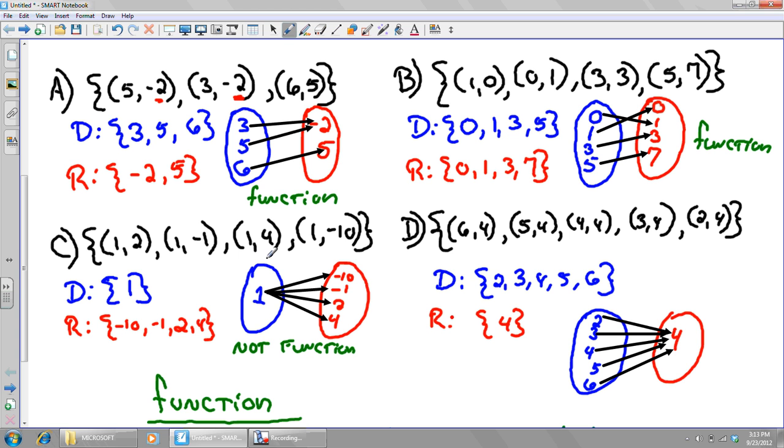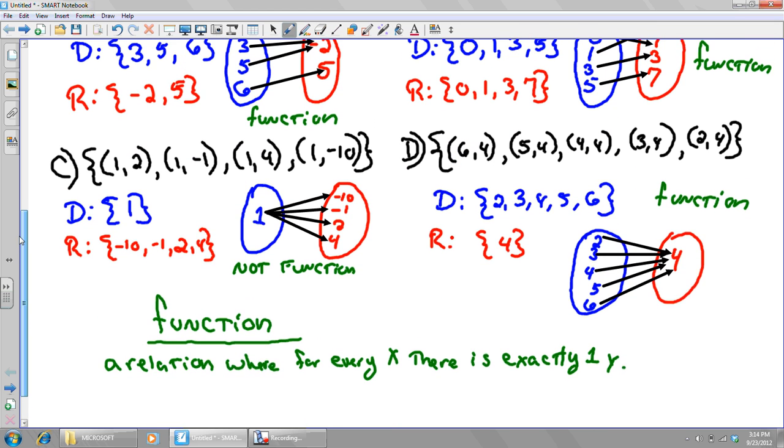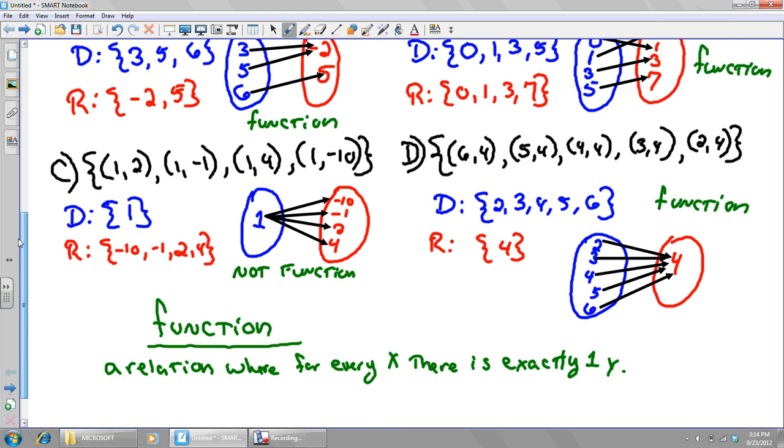Remember, to not be a function, it has to look like C, where I've got more than one arrow coming from number 1. So, problem D, I did my mapping, and again, 2 is only going to 4. 3 is only going to 4. 4 is only going to 4. This is a function. Excuse me. Each member of the domain only goes to exactly one member. All right, so that's all you're doing for homework is you're identifying the domain and range, and then a relation and a function.